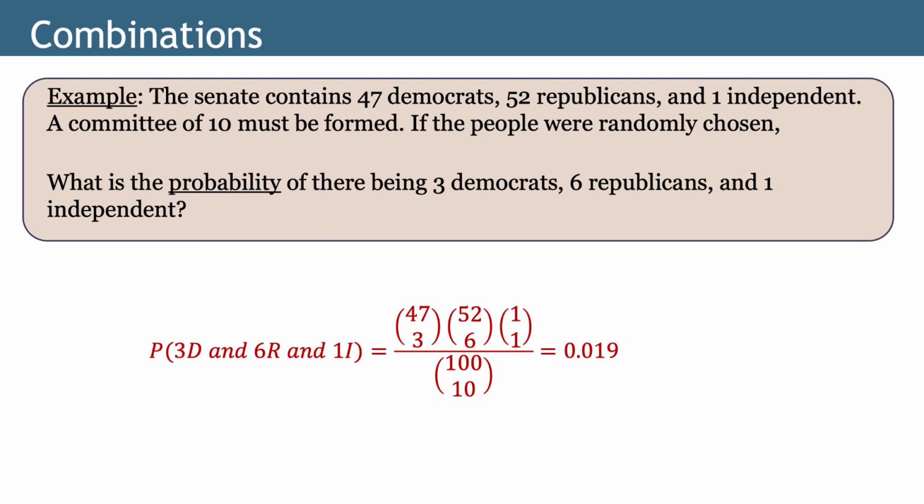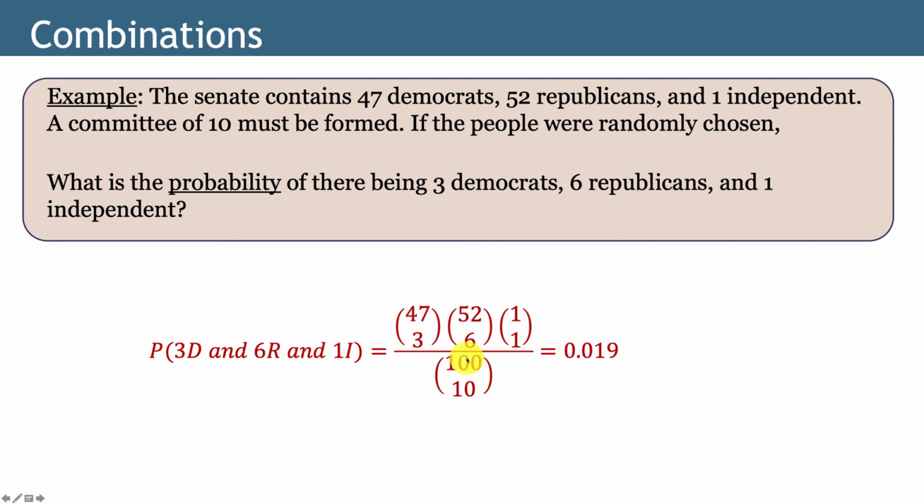So same kind of scenario as before, but now we're going to pick a committee of 10. And now what is the probability? There's 3 Democrats, 6 Republicans, and 1 independent. So one way to think about it, 3 Democrats and 6 Republicans and 1 independent, and means multiply. And then how many Democrats? There are 47. I need 3. It's a combination because order doesn't matter. Who cares? Are they on the committee or are they not? 52 Republicans, pick 6. 1 independent, get that 1 independent. So that's how many ways to do that and get that exact breakdown.